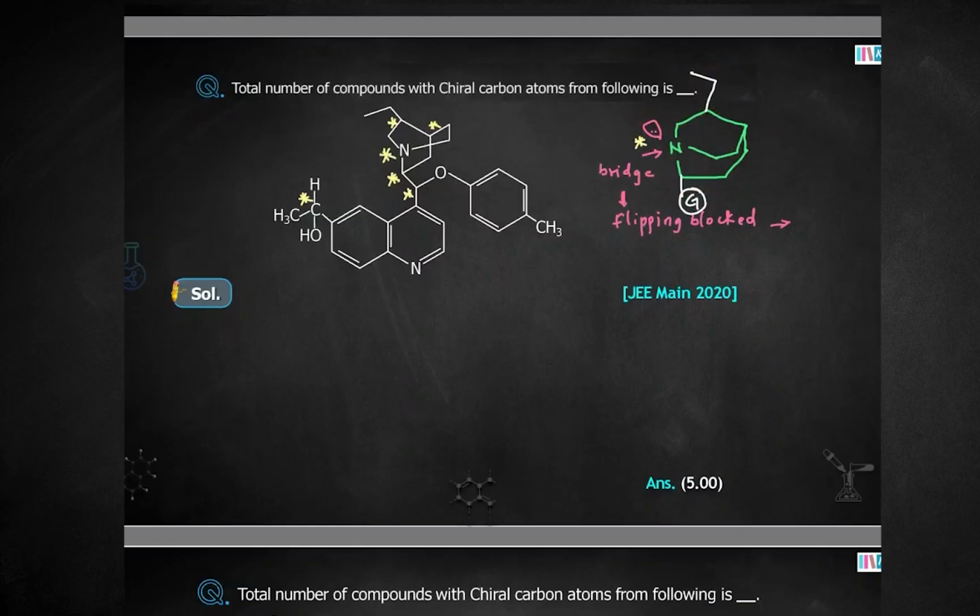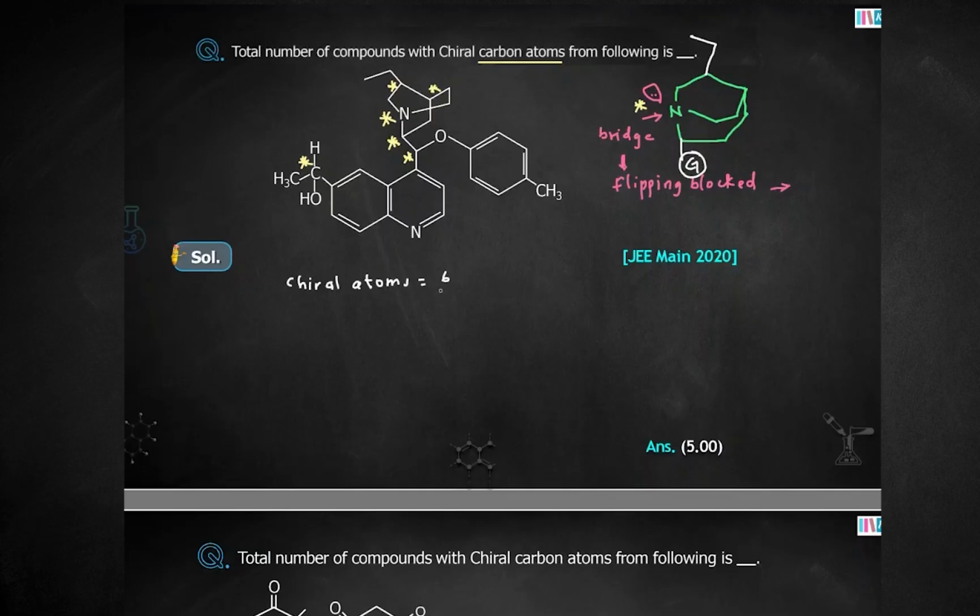Now the answer that NTA has given is 5, but we get 1, 2, 3, 4, 5, 6. Then is NTA wrong? Yes. So in such cases, my dear friends, the total number of chiral atoms is 6. But still, if you don't read the question carefully, your answer may be wrong. The question asks the number of compounds with chiral carbon atom. They only asked carbon atom. So total chiral atoms are 6, but of those 5 are carbon and 1 is nitrogen. So our answer, as they ask especially for carbon, will be 5.